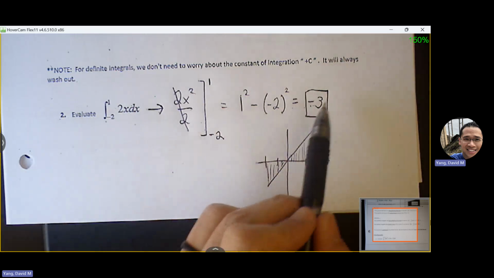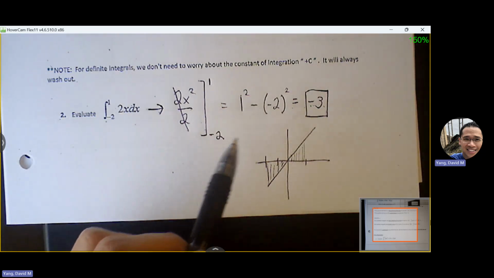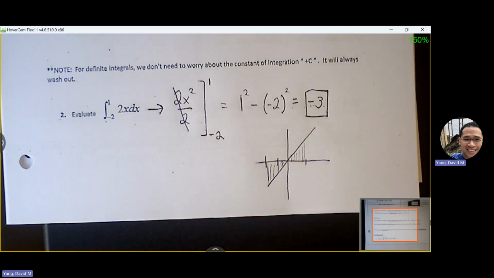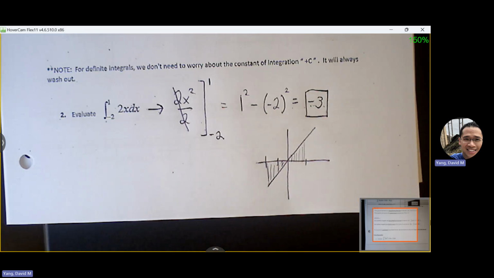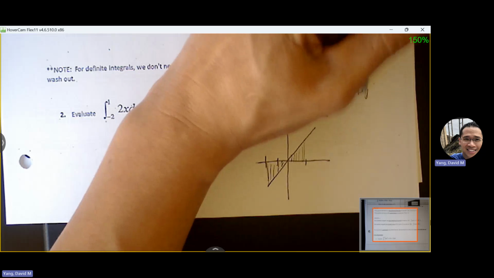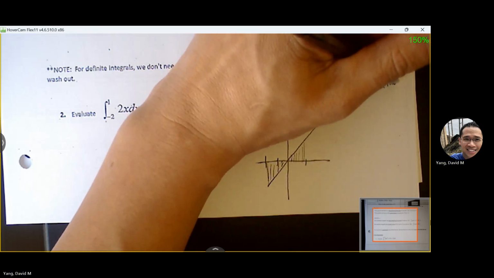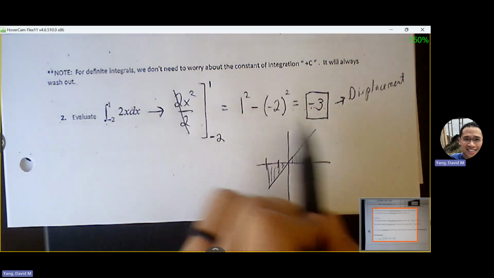So if you ever see a negative for the antiderivative of a definite integral, that should indicate to you that there is an area region that is more below the x-axis than there is above the x-axis. So if we have portions below the x-axis, that indicates that negative value. So we typically call this a displacement, that's why we can have that being a negative value.